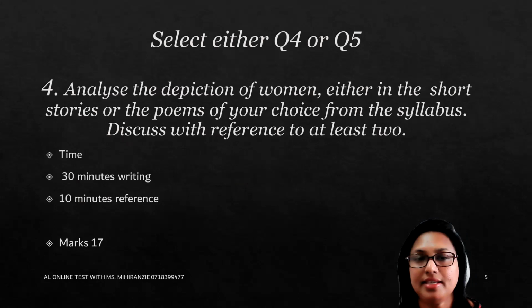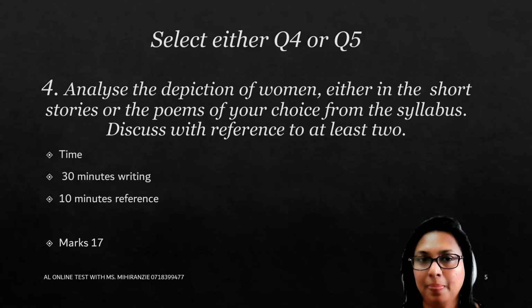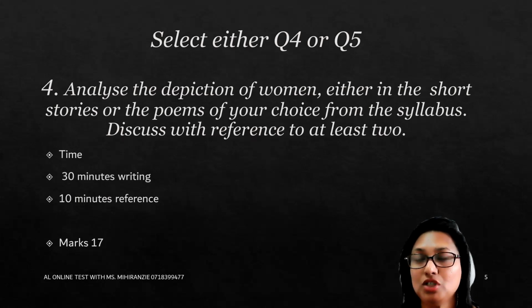Okay, we are moving on to the essay types, the final segment of your paper. You have to select from either question 4 or question 5. I'll just elaborate on the question. The fourth question here is for you to analyze the depiction of women. How are women depicted? Either in the short stories or in the poems of your choice from the syllabus. It has to be from the syllabus, even though it says your choice. So you can select the short stories or poems you want. There is an option whether you're going to do the short stories or the poems. It's up to you. Do it in the way that you can score the maximum number of marks.